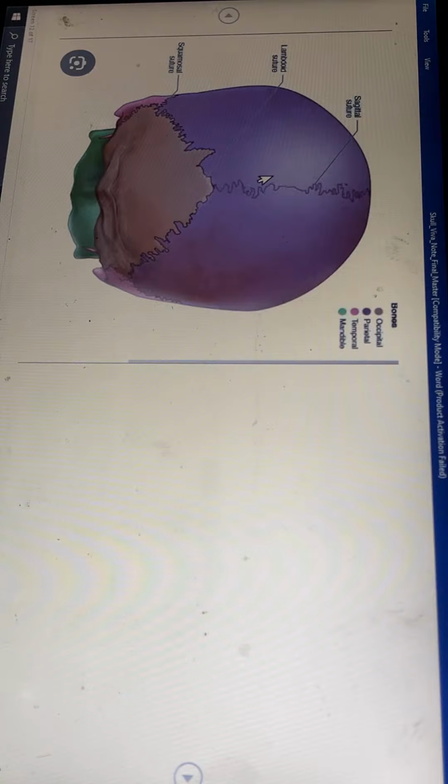Sagittal suture. The parietal plus the occipital bone, that's the occiput, is the what? What suture is between them? The lambdoid suture. The parietal plus the temporal, the suture there is the what? The squamous suture. The parietal plus the frontal, the suture there is the what? Frontal suture or the coronal suture.